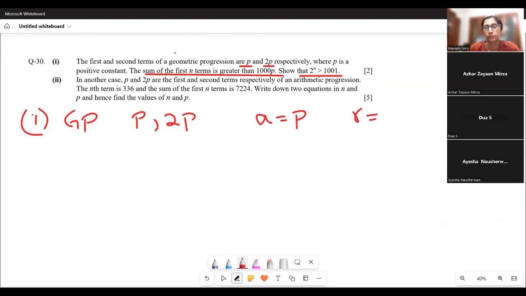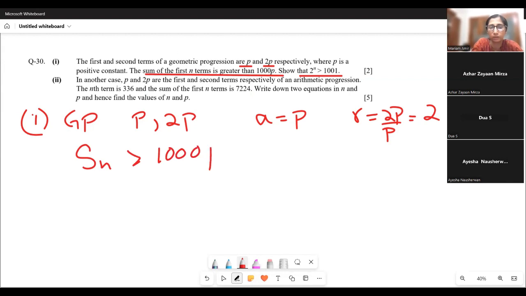2. Why is it 2? 2p divided by p. Yes. Second term over first term. 2p upon p gives us 2. वैसे भी what do you multiply with p to get the next term? 2. So R is 2. Okay. So फिर कह रहे हैं that the sum of the first n terms, so Sn, is greater than 1000p.